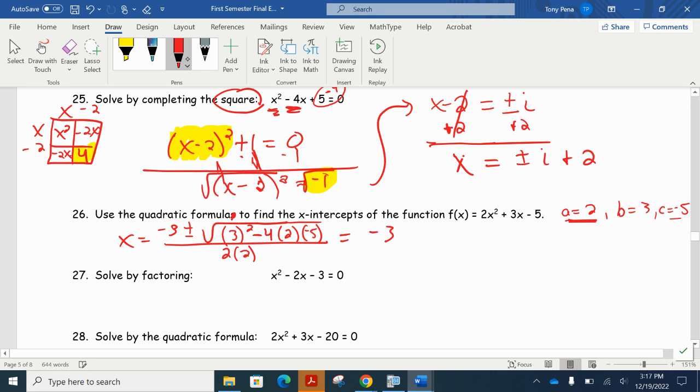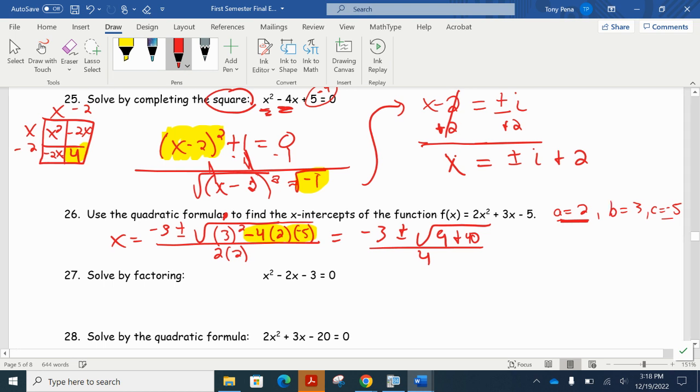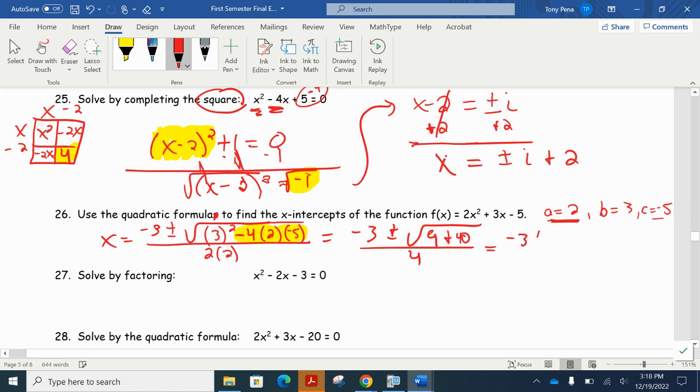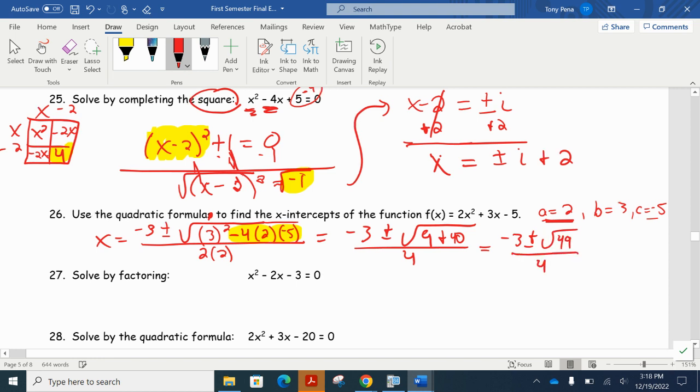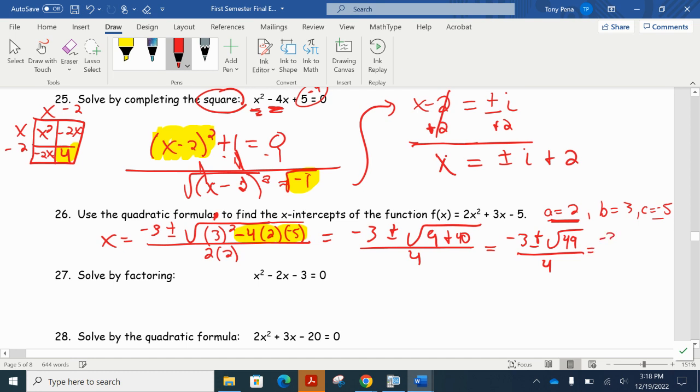All right, so negative 3 plus or minus 3 squared, which is a 9. Here's where we want to be most careful with our signs. The initial negative 4 and 2 make a negative 8, but then that negative 8 multiplies by that negative 5 so that we get positive 40. And then all over a 4. So the negative 3 plus or minus square root of 49, all divided by 4. Square root of 49, 7, divided by 4.